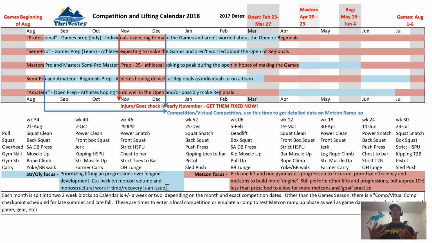We're prioritizing the lifting and the progressions. We want to cut back on Metcon volume and monostructural work if time or recovery is an issue. If you're recovering fine and you have the time, you should hit everything that's written down in the programming. But again, if those things become an issue, or maybe you have another glaring weakness or a movement that you need to spend some time developing, you might cut some of those things out to go work on that movement.